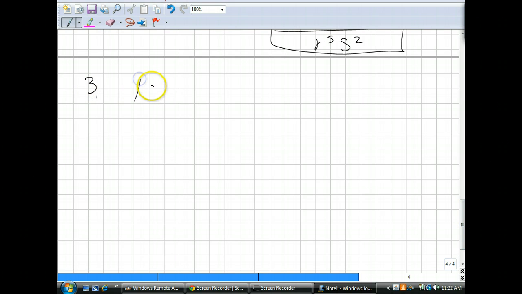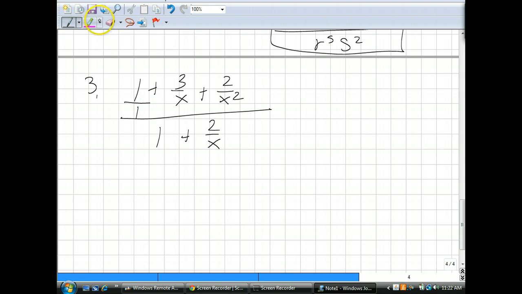So here I have 1 plus 3 over x plus 2 over x squared all over 1 plus 2 over x. Now remember, this is 1 over 1. So remember, first step, look at the denominators. And let's go ahead and write this other one as over 1. And the least common multiple of 1, x and x squared is x squared. So I'm going to multiply the whole numerator by x squared and the whole denominator by x squared.